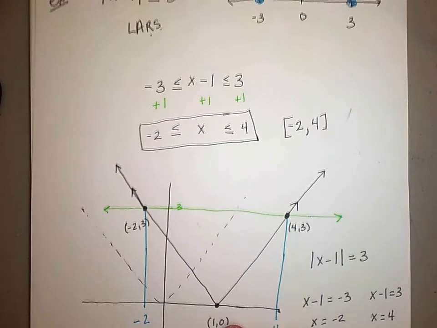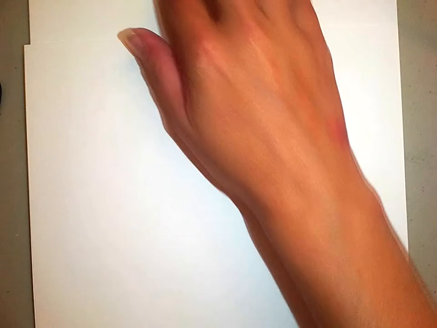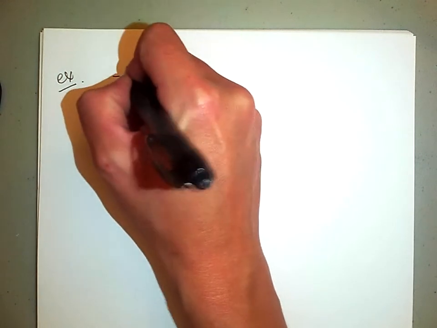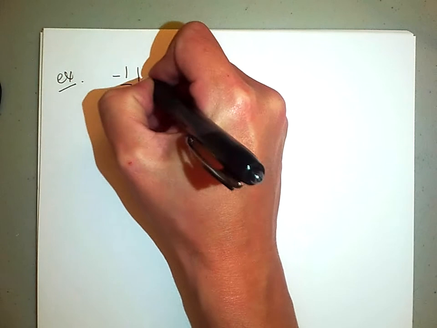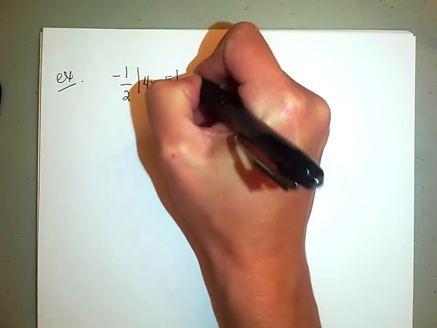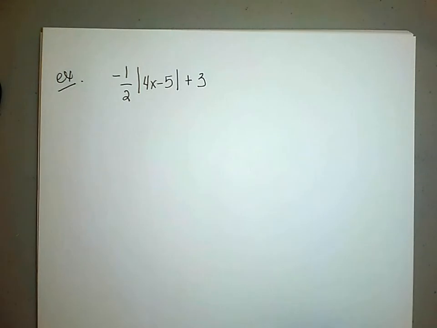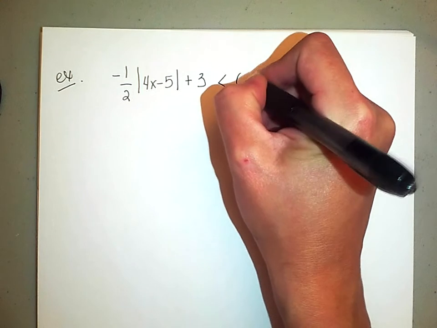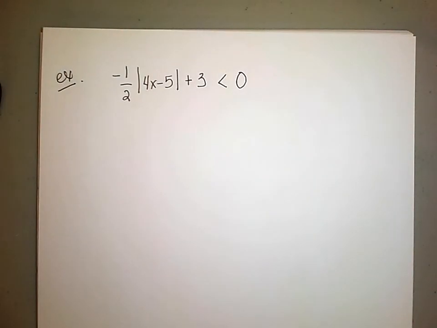Okay, let's try another one. Let's say we had negative 1/2 times the absolute value of 4x minus 5, and we'll add 3 to that. And we want to know where the y values are negative. So if the y values are negative, then we want to know where the function is less than 0. Okay, let's try and solve this.